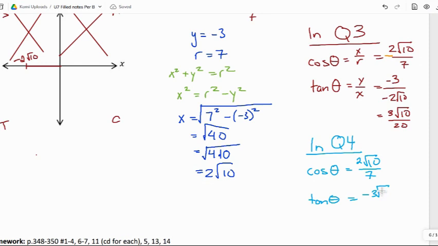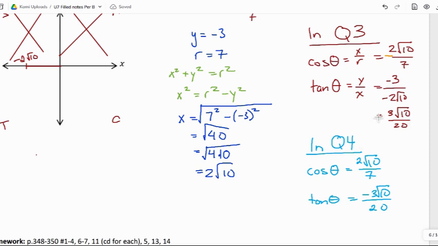Negative. Yes. For tangent theta, quadrant 3, isn't 40 the denominator, not 1? No, because I multiplied everything just by root 10. So did you multiply everything by 2 root 10? Yeah. But that would also mean that your numerator would be 6 root 10. And then you would reduce the 6 and the 40 to 3 and the 20.